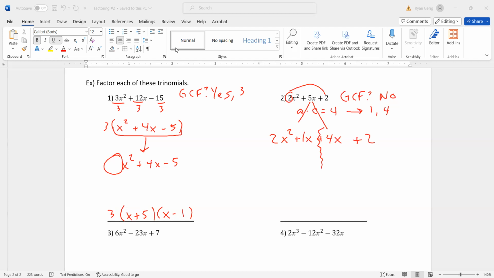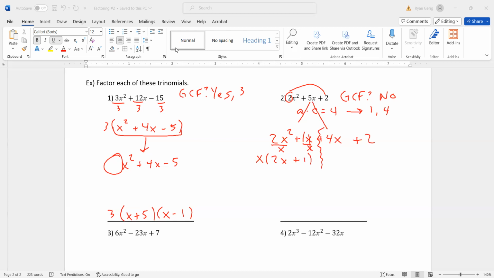So 2x squared and 1x, I can divide each of those by x. 2x squared divided by x is 2x. One of the x's cancels, right? 1x divided by x is just 1.